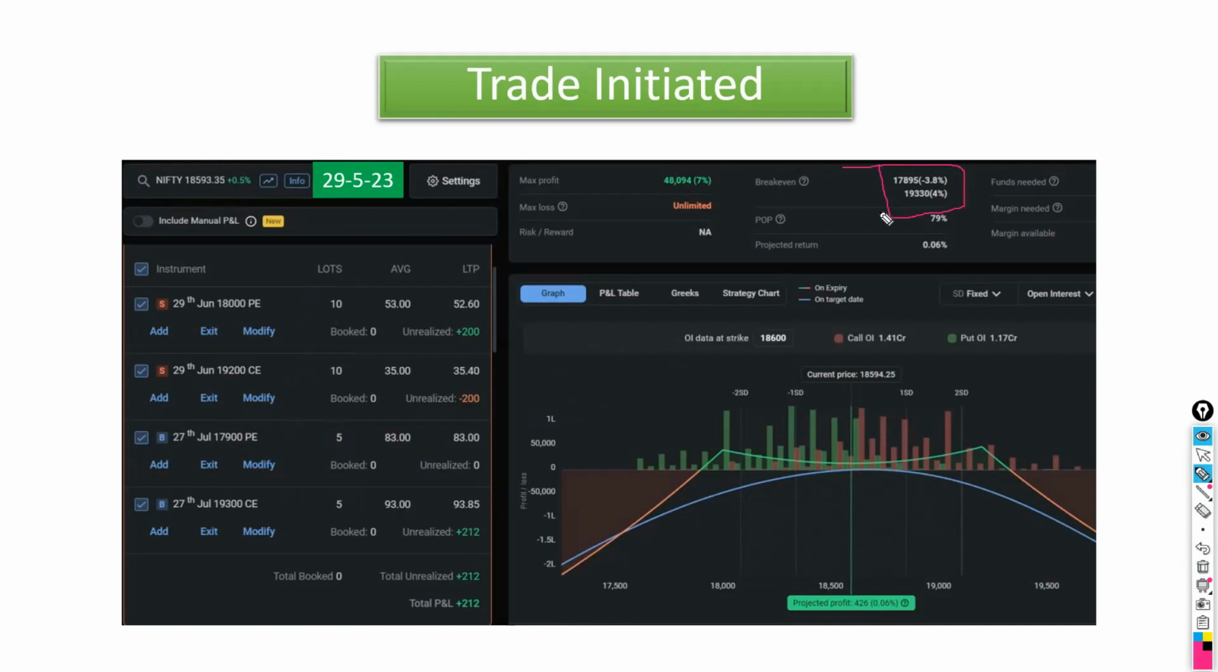17,000 around 900. Upper side break even is 19,330 points. Max profit is appearing 48,000. Over a period of time, after adjustments and all, this max profit keeps changing. Of course, break evens will also keep changing. You can just keep observing what this is all about. Okay, let's move on to the next slide.